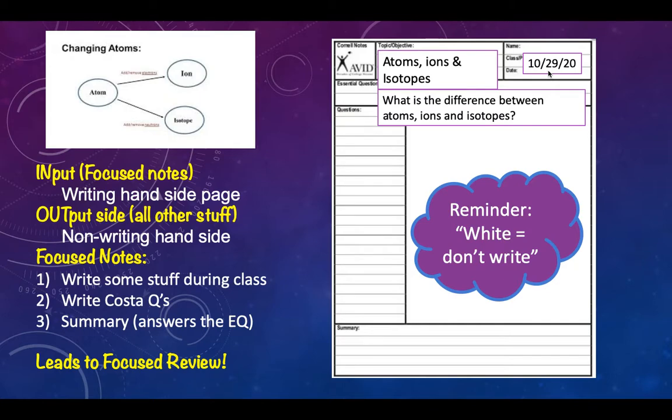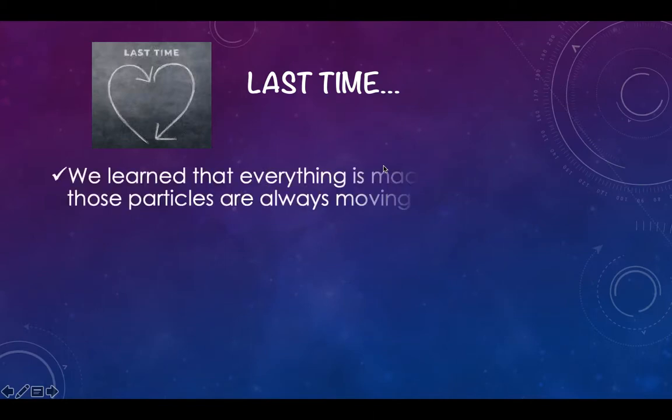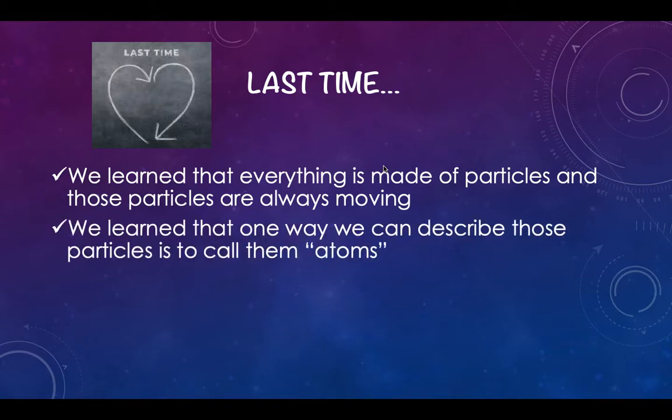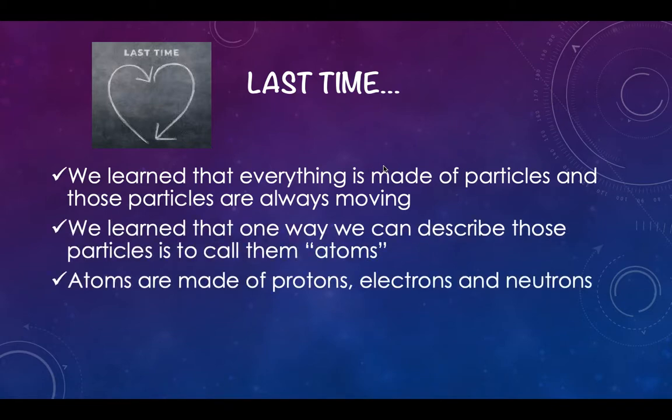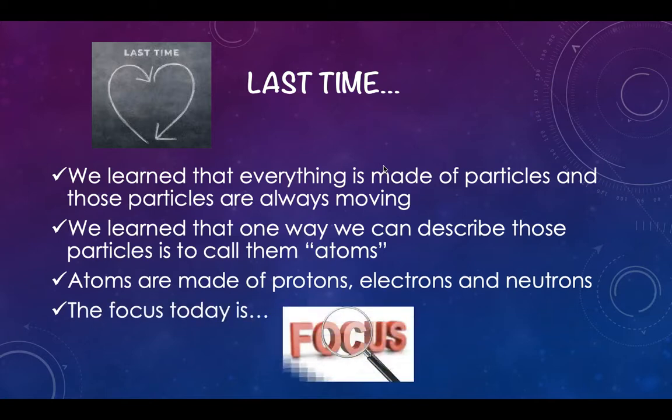What is the difference between atoms, ions, and isotopes? Let's do a quick review of what we did last time. Last time we learned that everything is made of particles and those particles are always moving. We can call those particles atoms, and atoms are made of protons, electrons, and neutrons. That's what we focused on last time.